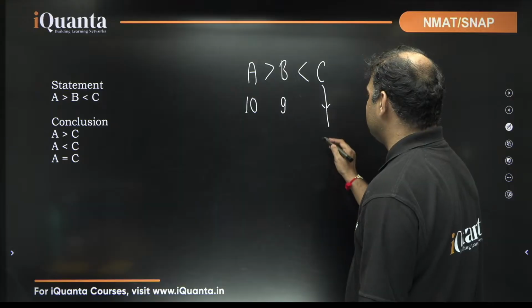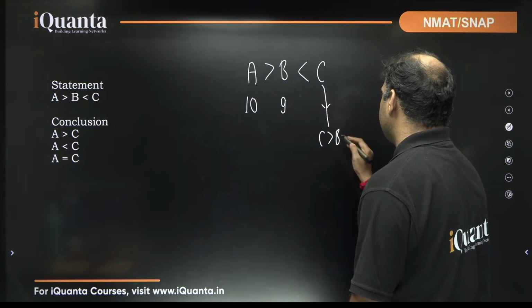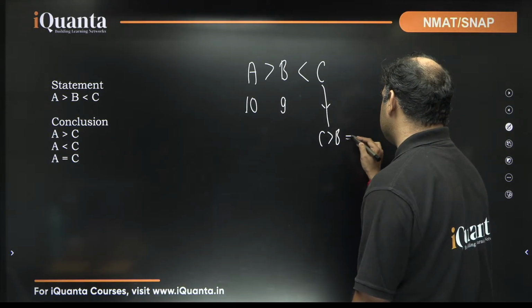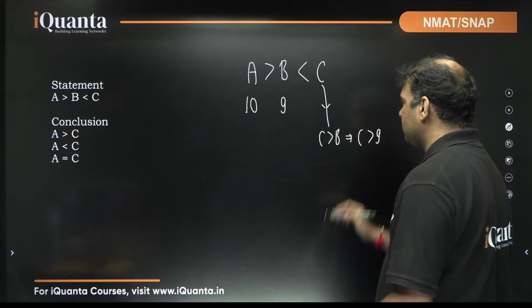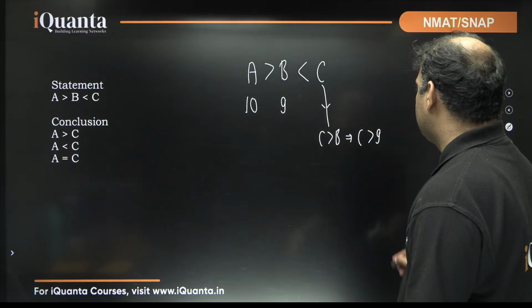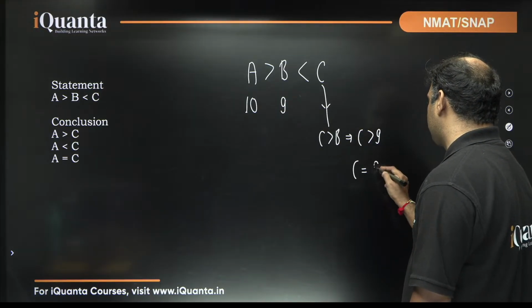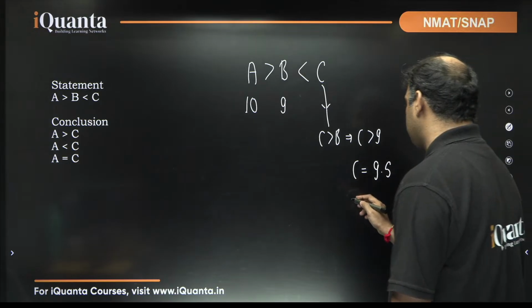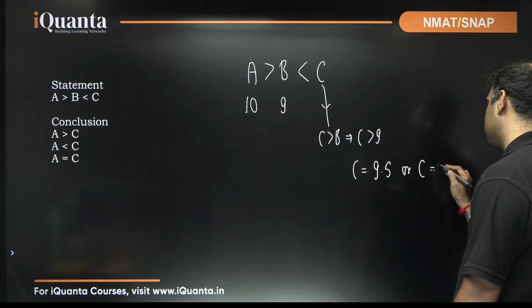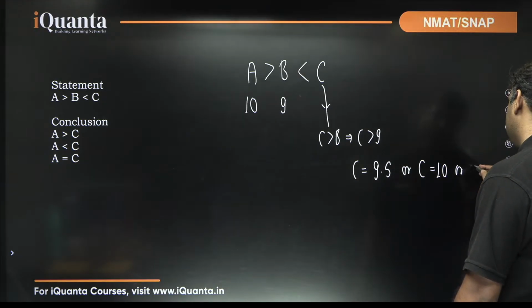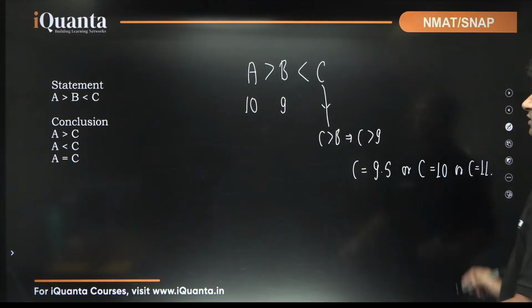B is less than C, that means C is greater than B, right? And B we have taken as 9, that means C has to be greater than 9. Now greater than 9, there can be a lot of possibilities, right? Greater than 9 can be maybe 9.5, greater than 9 may be 10 as well, and greater than 9 can also be 11. Now we have to find a relation between A and C.